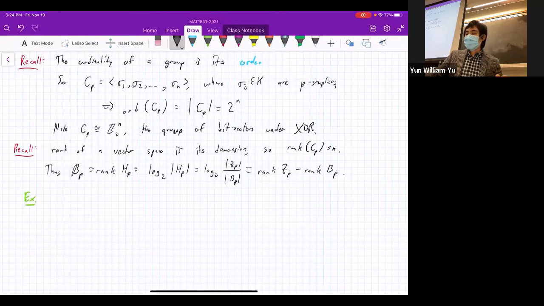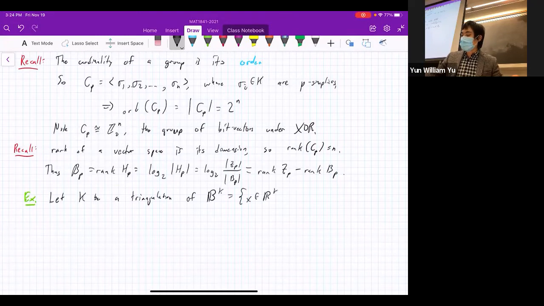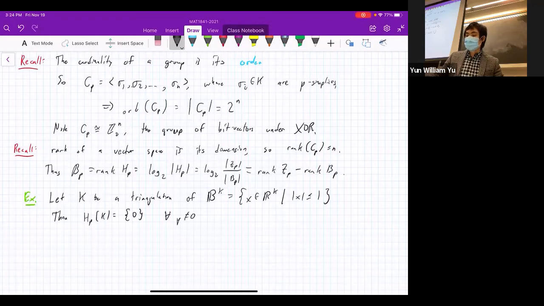Let's give a quick example. So if we let K be a triangulation of, let's say, I'm going to make this a weird B to the k to refer to a ball. So let's say this is a ball in Rk, where the norm is less than or equal to 1. Okay, so it's just the unit ball. Then it turns out that HP of K is equal to just the 0 set for all p not equal to 0 and beta naught is equal to 1.